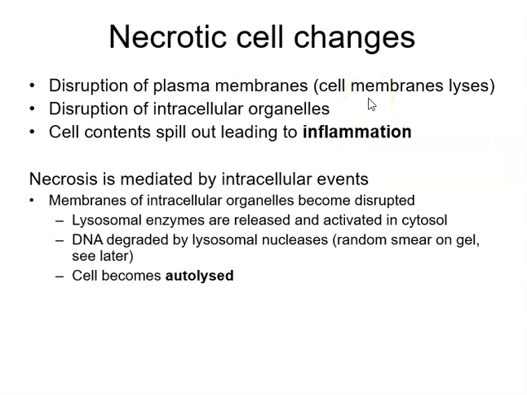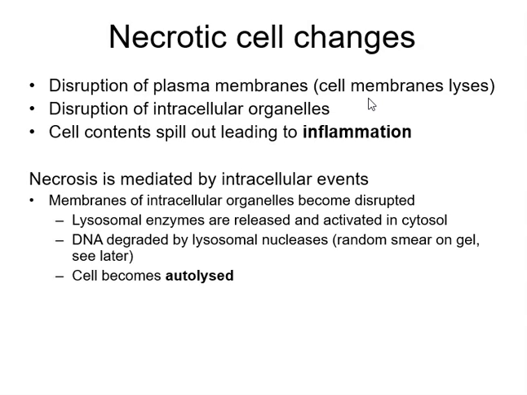So where we have necrotic cell changes, the key thing that we see is the disruption of the plasma membranes. So you get a disruption of the plasma membrane, and that allows the contents of the cytoplasm to spill out, and that leads to inflammation. And inflammation is not a good thing, especially when we're talking about wound repair, because if you've got inflammation, then you've got immune cells coming in, and that can often prevent it and result in scarring and long-term tissue damage.